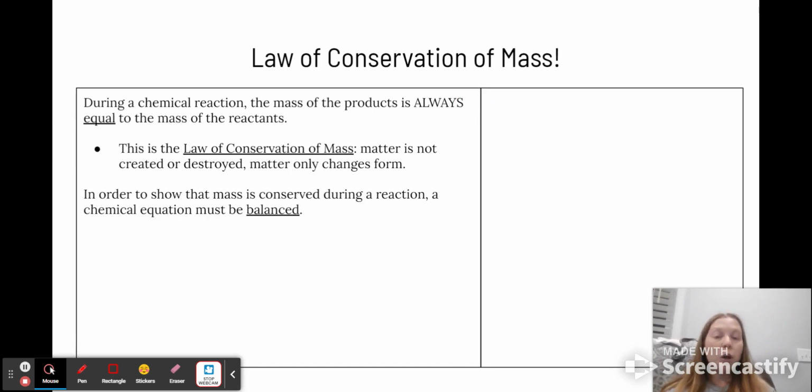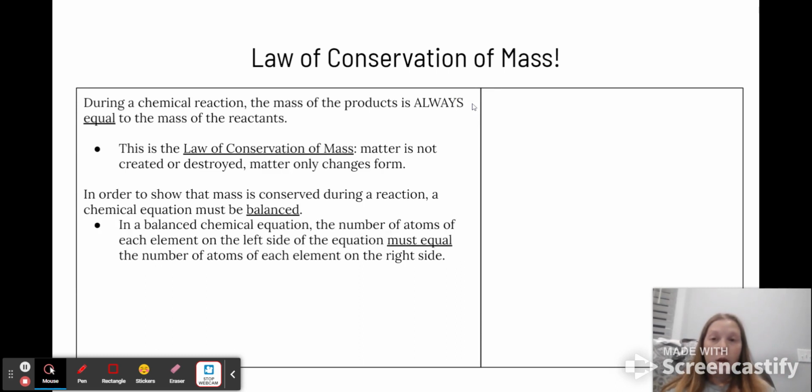In order to show this, you have to balance a chemical equation, which means you have to get both sides to equal out. When you do that, the number of atoms of every element on the reactant side has to equal the number of atoms of every element on the product side. So if you have two hydrogens on the left, you better have two hydrogens on the right.